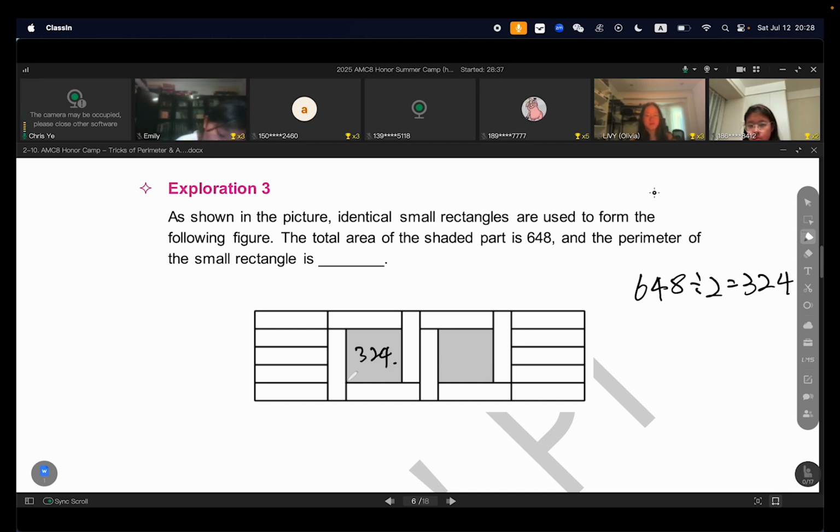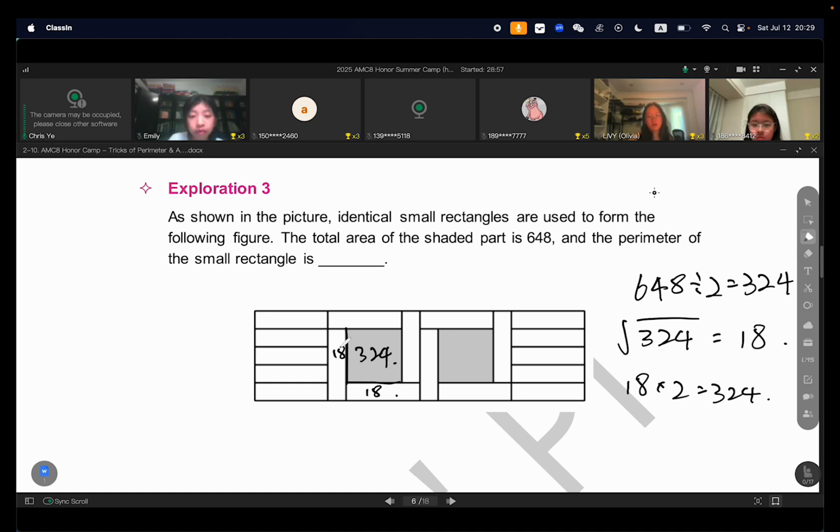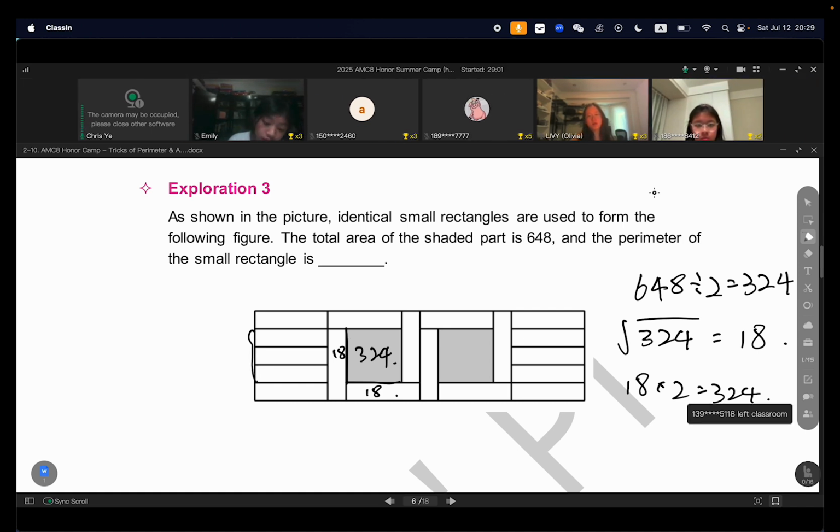And the side length is going to have to be the square root of 324, which is 18. And by that I mean 18 times 18 equals 324, right? So that means that the side length is 18. As we can see, this 18 is the same as 3 of the small rectangle's widths. So that means that the width of one small rectangle is going to be 6.